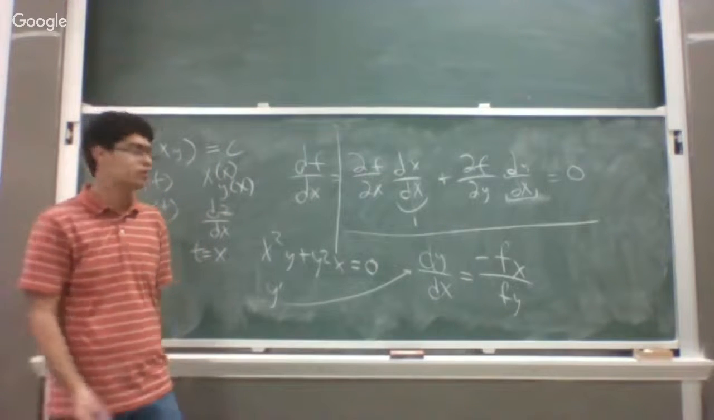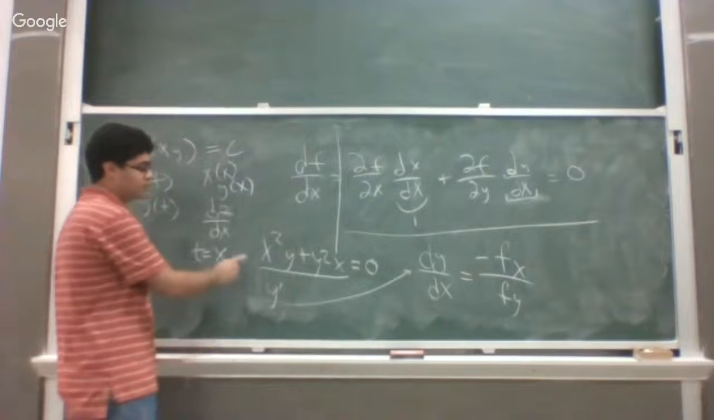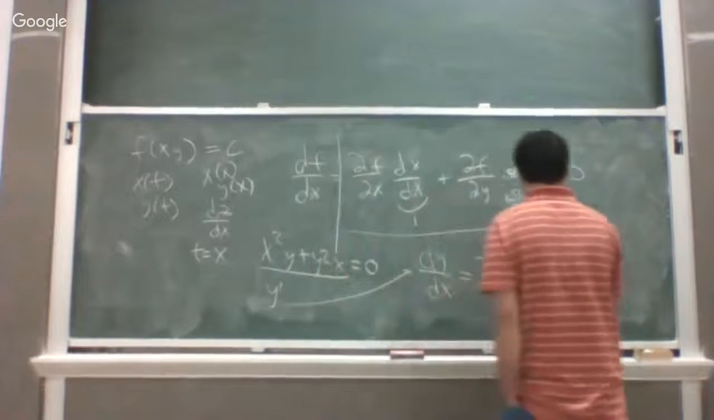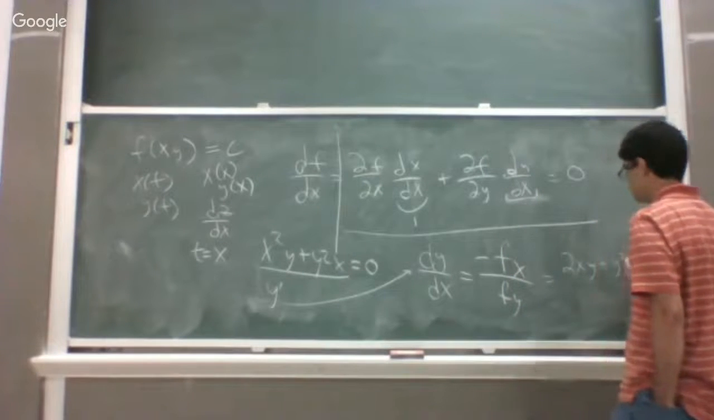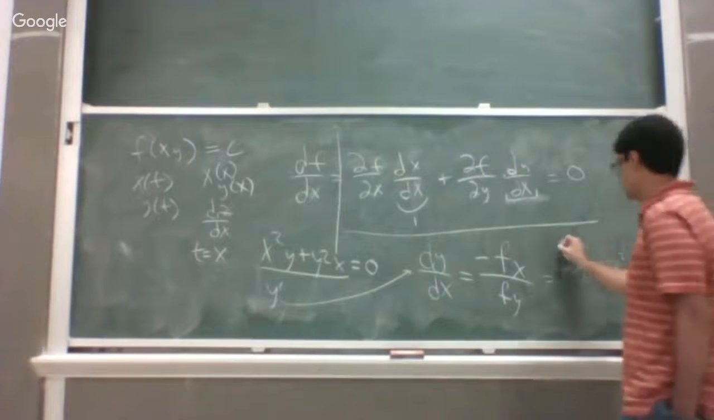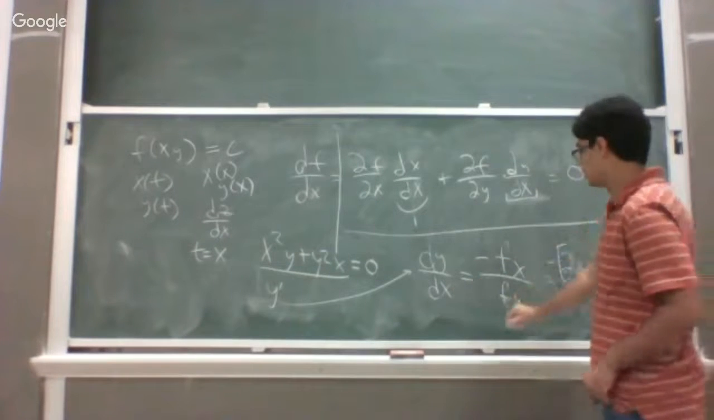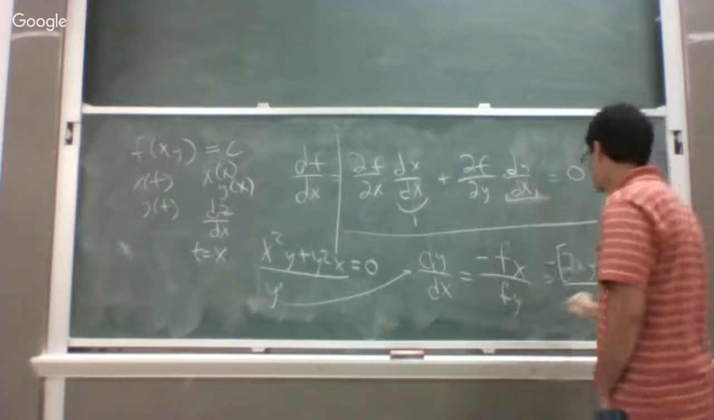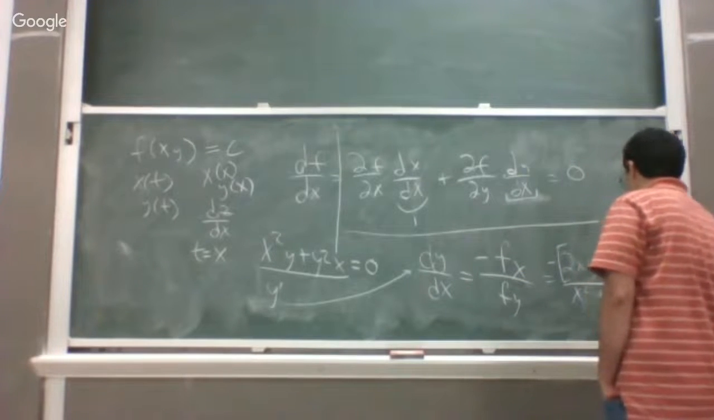Did that make sense? So what would the partial derivative of this with respect to x be? 2xy plus y squared, right? Yeah. That's negative, divided by, with respect to y, x squared plus 2xy.